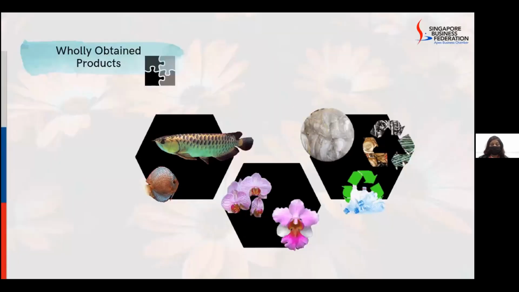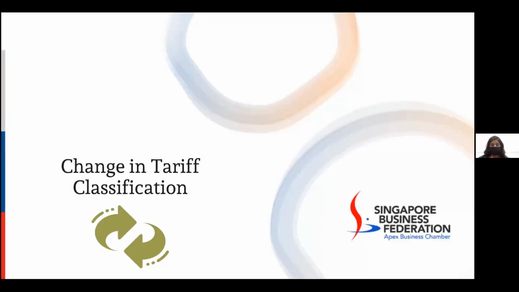So for wholly obtained goods, they are actually obtained or produced entirely within an FTA partner country. Some examples are mineral products extracted from the soil or the seabed, vegetables harvested, and live animals born and raised in the FTA partner country. In Singapore, the more common products for wholly obtained goods are ornamental fishes like arowana and plants like orchid and even aquaculture food fish, even though they are not frequently exported. Last but not least, the waste and scraps that are either collected locally or byproducts from the manufacturing process fit only for recycling.